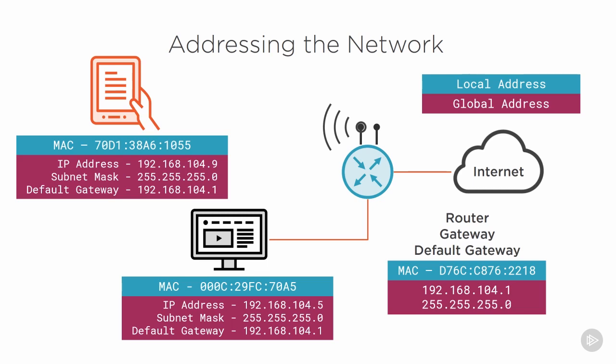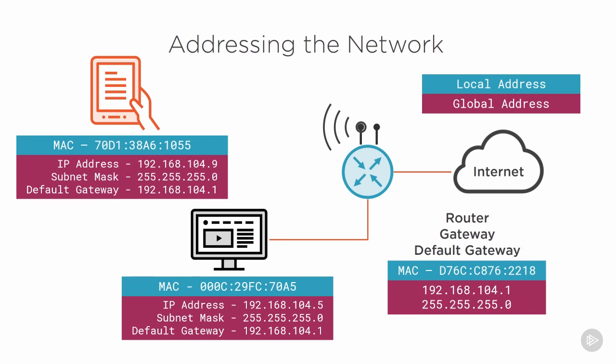So if you look at the tablet up there in the upper left-hand corner of the screen, I have it set with an IP address of 192.168.104.9. It has a subnet mask 255.255.255.0, and then the default gateway 192.168.104.1. Now the default gateway, we've already kind of introduced that.